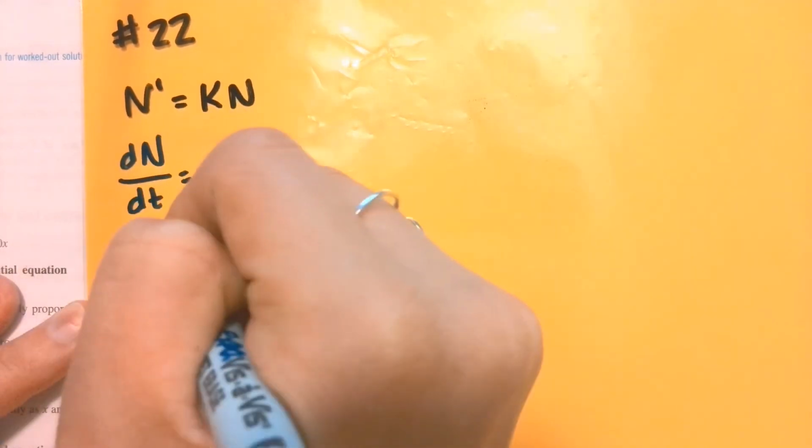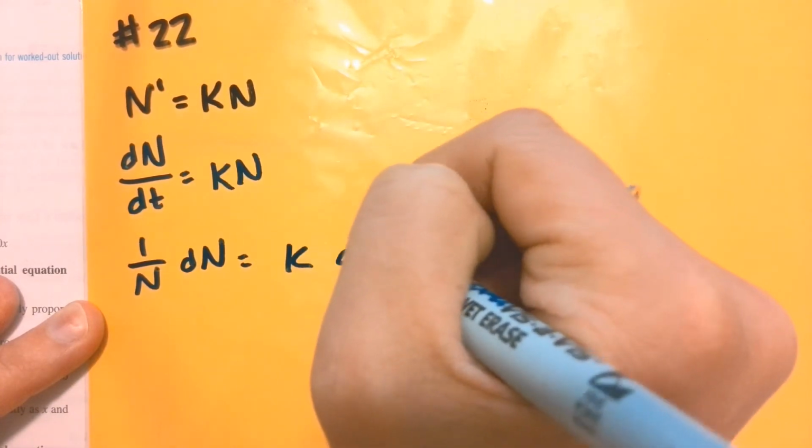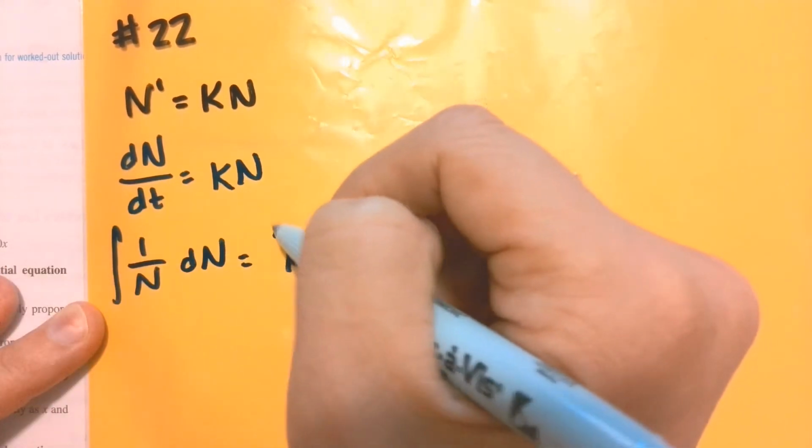So that means when I separate my variables here and I'm moving my dt to the other side, I really want to only keep things on the right side that have t in them. And since I don't have anything with t in it, I can leave the k over there. It's a constant, so it really doesn't matter. But I do want to move the n to the left side. So dividing both sides by n, I'm going to get a 1 over n dn. On the right side, a k dt. So now I'm ready to integrate.